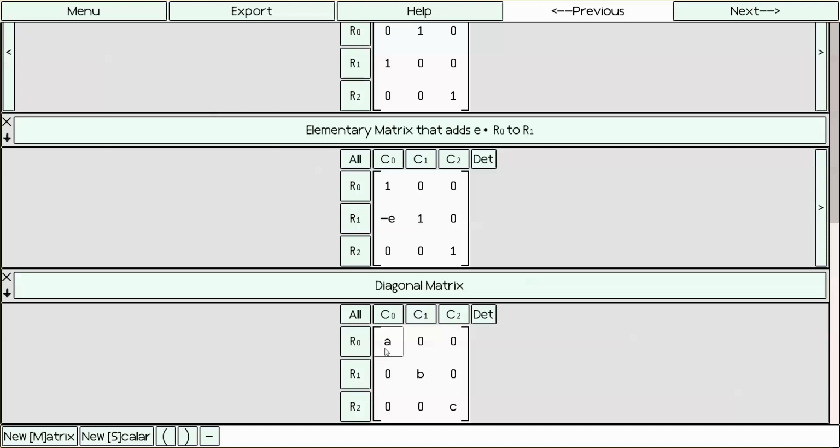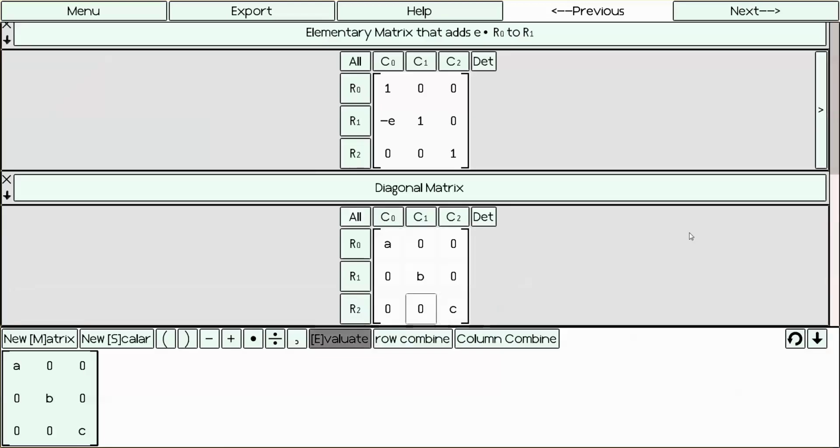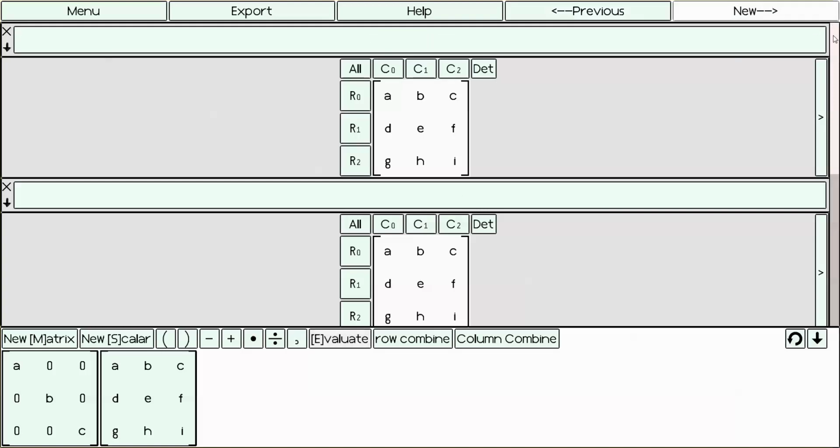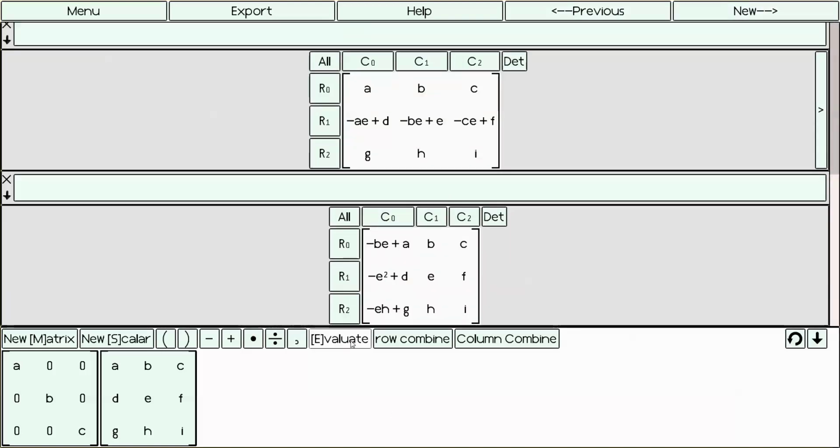So if this diagonal matrix were multiplied by another matrix, in the first row of that matrix every element would be multiplied by A. The next row every element would be multiplied by B, and the next row every element would be multiplied by C. Let's try that. So we take the diagonal matrix and we go up here to the generic matrix. We have a little bit of clashing between them since we're reusing some symbols, but it should probably not be too confusing. Let's click evaluate.